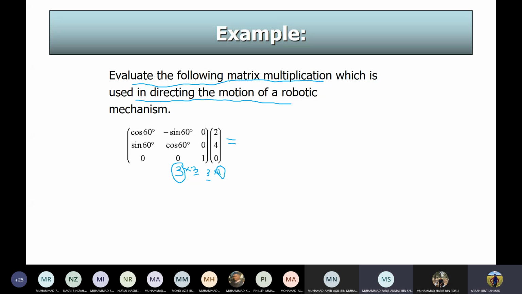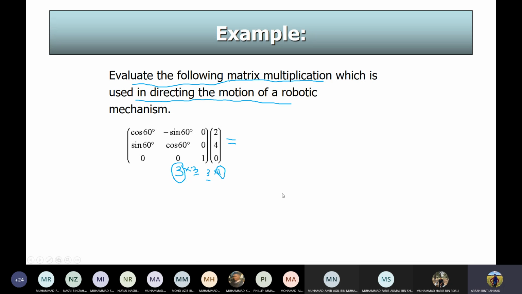Okay. Did the others get the same answer as Aiman or not? Same. Aiza also the same. Amirul also got the same as Aiman. Fakrul also got the same answer as Aiman and Aiza. Okay Nizam. Daniel also got the same answer as Nizam.